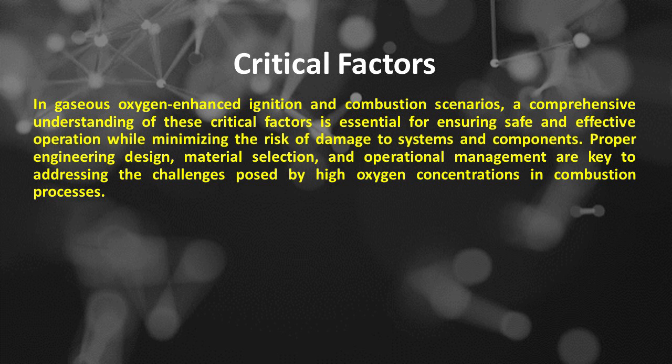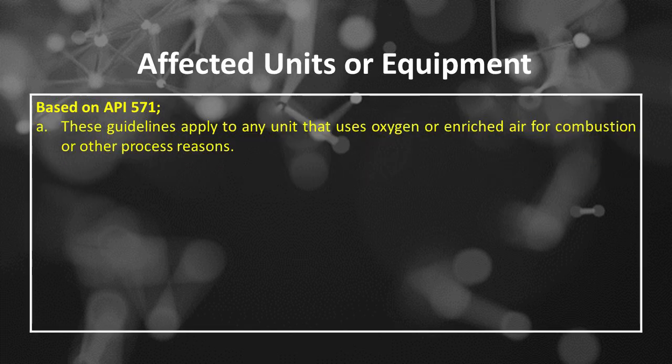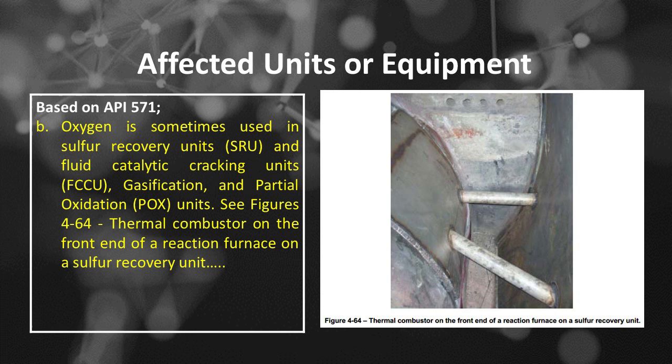Affected units or equipment because of gaseous oxygen-enhanced ignition and combustion, based on API 571: A, these guidelines apply to any unit that uses oxygen or enriched air for combustion or other process reasons. B, oxygen is sometimes used in sulfur recovery units, SRU, and fluid catalytic cracking units, FCCU, gasification, and partial oxidation, POX, units.